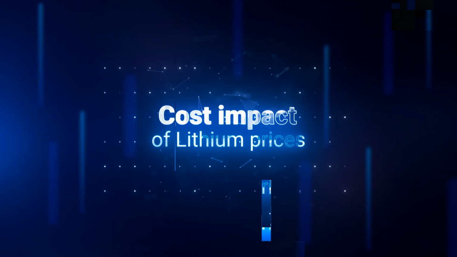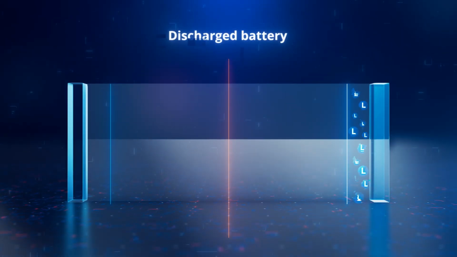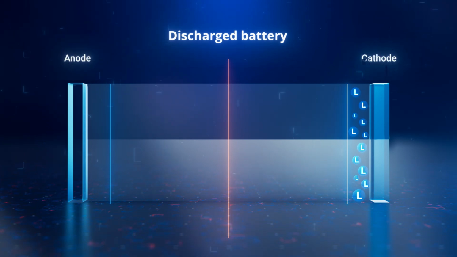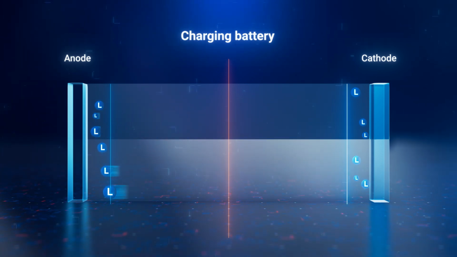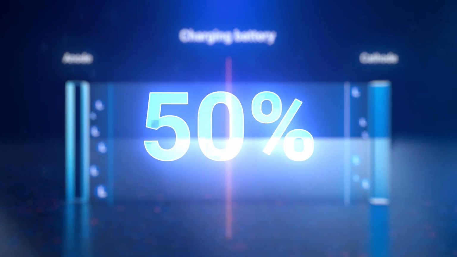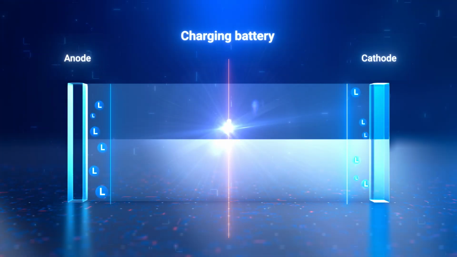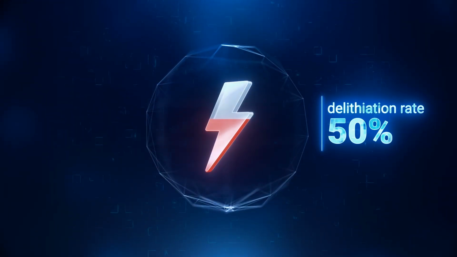Now, we will show the cost impact of the development of the lithium price. Here is the battery shown in a fully discharged state, meaning all the lithium ions, Li+, are in the cathode. When the battery is charging, lithium in the cathode is separated into lithium ions going from the cathode into the anode. Only 50% of the lithium atoms can actually be converted, as more would damage the cell. When the battery is fully charged, we reach a delithiation rate of 50%.